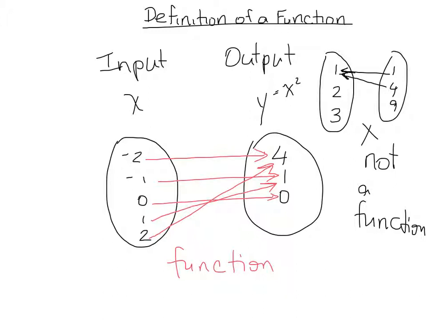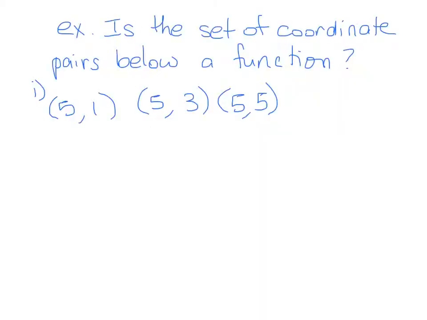Alright, so with that said, let's look at some coordinate pairs and see if we can figure out whether or not they're functions. Okay, so in this example we have (x, y) as (5, 1), (5, 3), and (5, 5). And the question, is this a function? Well, we have 5 as our x value more than once, and it's going out with more than one different y value. That's not allowed for a function, so this is actually not a function. Remember that the x can have only one y.